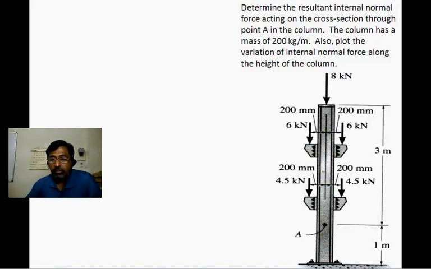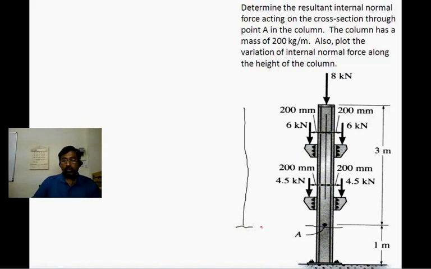Okay, so we need to find out, according to this problem, the internal normal force acting on the cross section that passes through point A. In order to do this, we will have to section as shown over here. I am going to draw a skeletal diagram of the column. So this is the column. This is the cut section A.